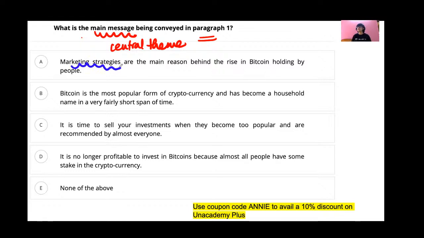Marketing strategies are the main reason. No, marketing strategies are not the main reason. The main reason is its dramatic price rise. That is the main reason. Okay, so this is wrong.